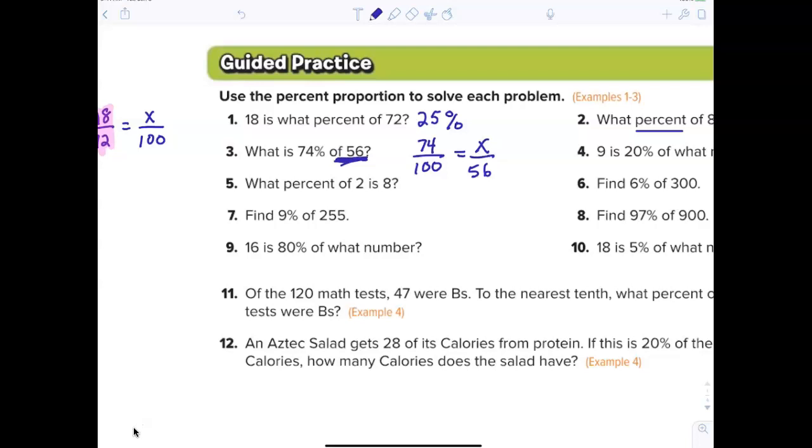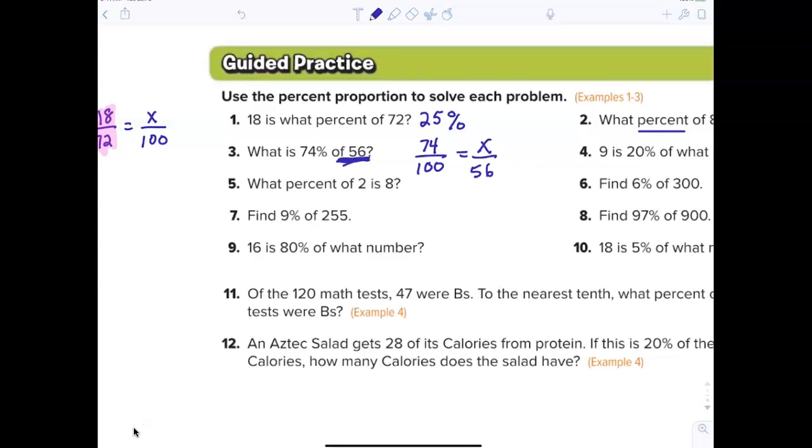What? I don't really get it. Oh, 74. Now cross multiply and divide. Yes, ma'am. Would x over 100 ever change to 100 over x? No, because it's out of 100. That's what percent means, okay?